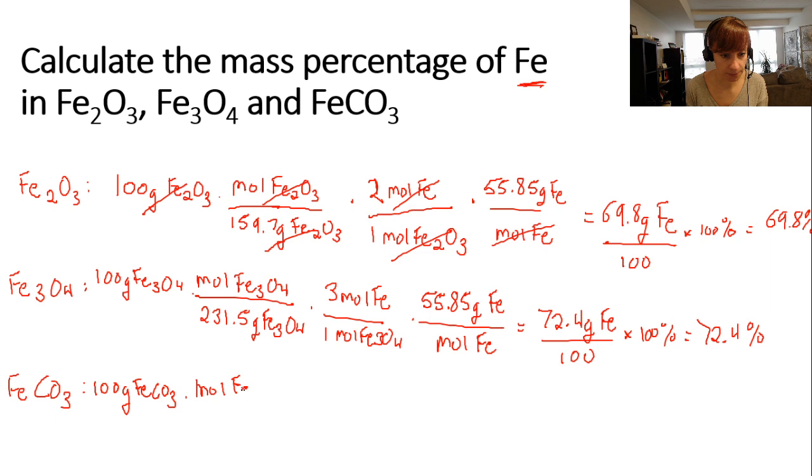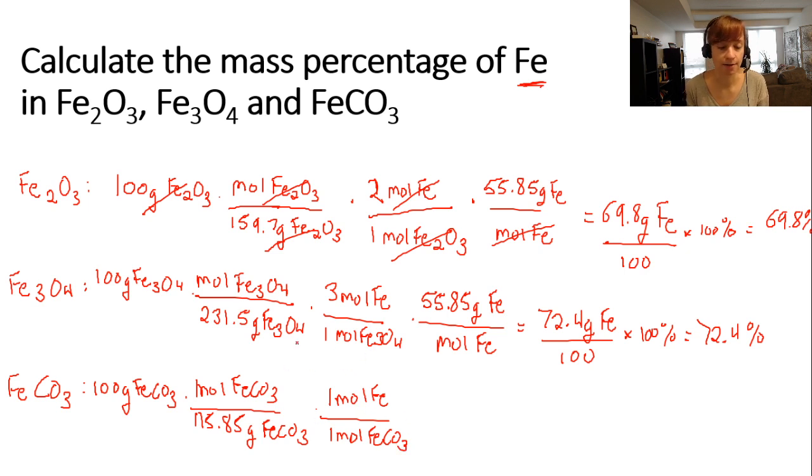So the molecular weight of FeCO3 is 115.85 grams. And now we only have 1 iron atom in the molecule, so it's just 1 mole of iron over 1 mole of FeCO3. You could skip this step if that was intuitive to you, but if not, I like to write it all out so that I can cancel out all my units at the end.